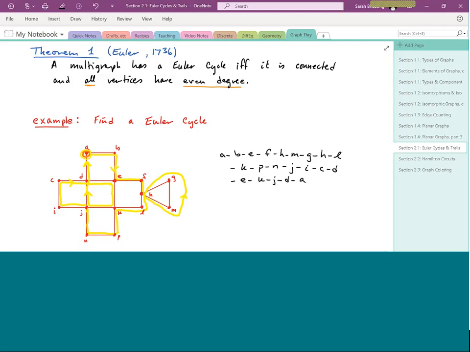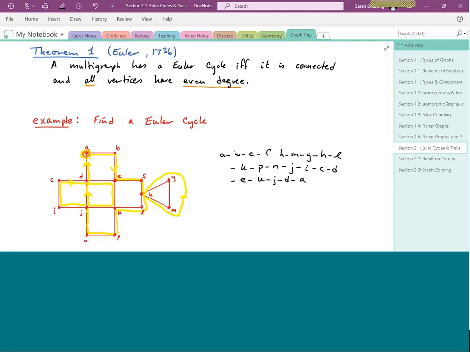Notice we used every single edge in the graph exactly once, but some of those vertices we actually ended up having to visit more than once, and every vertex that had a degree larger than 2 had to be visited more than once. You can actually tell how many times you're going to visit a vertex, as long as it's not your starting vertex, by taking the degree of the vertex and dividing by 2.